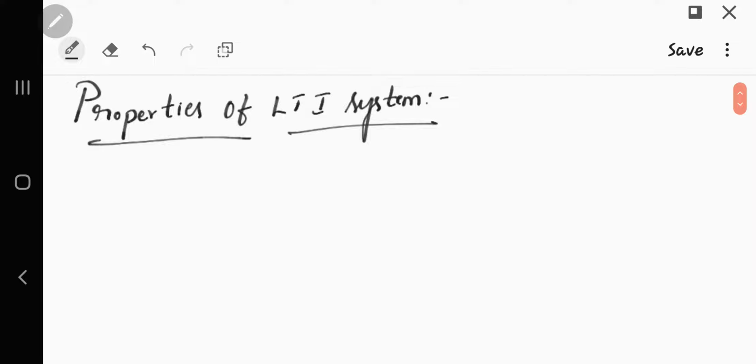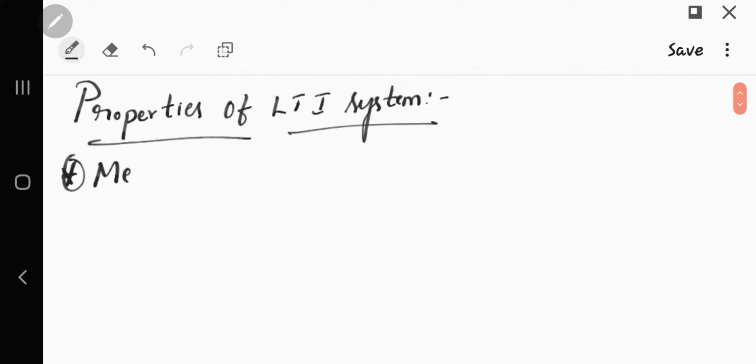When the system is connected in parallel, it possesses the distributive property. When the system is connected in cascade, it possesses both the associative property and the commutative property. That is the proof we discussed in the last video. Now moving on to the next topic. These are the properties of LTI system continued, and here we have 4 properties.